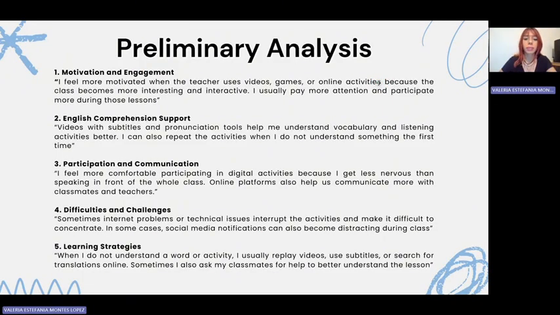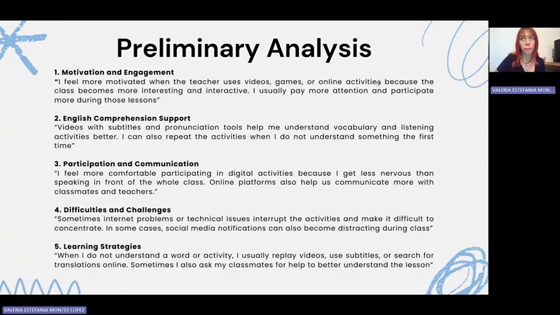In our preliminary analysis, we connect our research objectives with the findings from the focus group. We found that digital tools increase students' motivation and engagement because classes become more interactive and interesting for them. This also helps students to understand English better, especially vocabulary and listening, through videos, subtitles, and interactive activities.